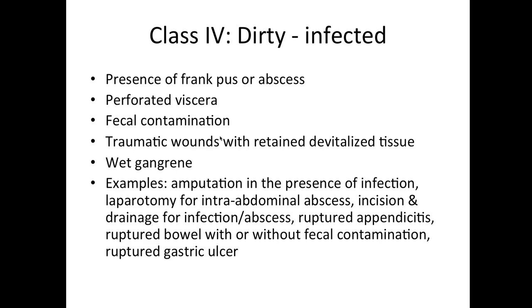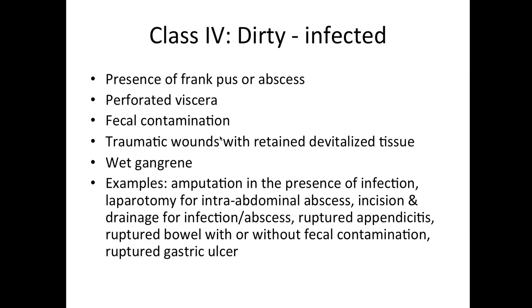And our last classification would be class 4 or dirty infected classification. So here we would start to see the presence of frank pus or abscess. Pus is always going to be thick and white, a whitish yellowish fluid, which represents an accumulation of the white blood cells, liquefied tissue, and some cellular debris. And an abscess is just a swollen area in the body tissue that contains an accumulation of pus. We could also have perforated viscera here. Viscera is referring to any of our organs.